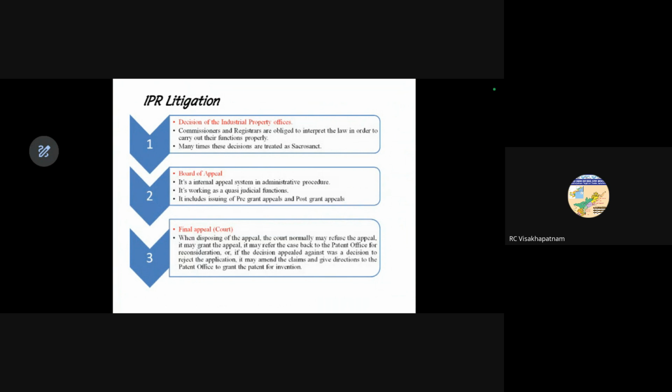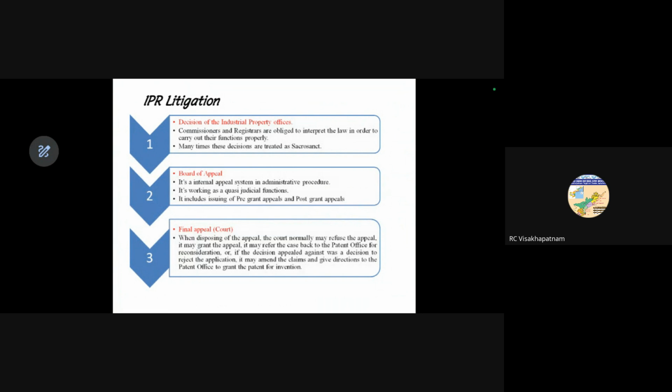Many times, these decisions are treated as sacrosanct. Sacrosanct means it is pure. So sometimes these decisions should be followed; no one should violate these decisions. But if you are not satisfied with the decisions given by the intellectual property offices, then you can go to the Board of Appeal. It is an appeal system in the administrative procedure.